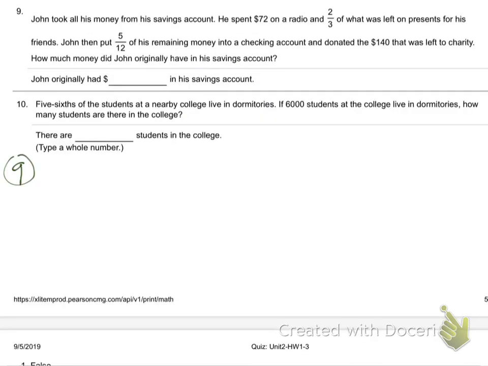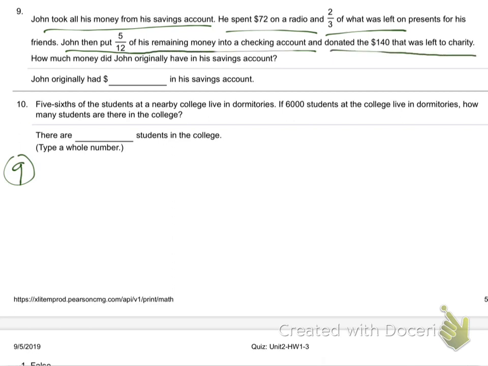So number 9. John took all his money from his savings account. He spent $72 on a radio, 2/3 of what was left on presents for his friends, put 5/12 into a checking account, and donated the $140 that was left to charity. How much money did John originally have in his savings account? That's a hard question. Let's try it by guessing.